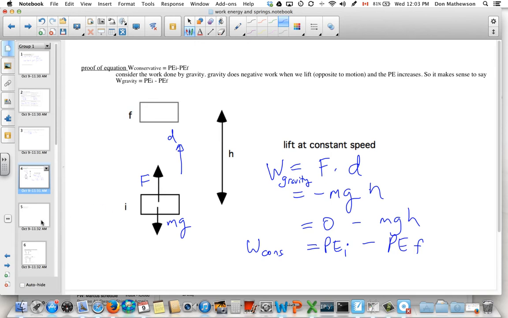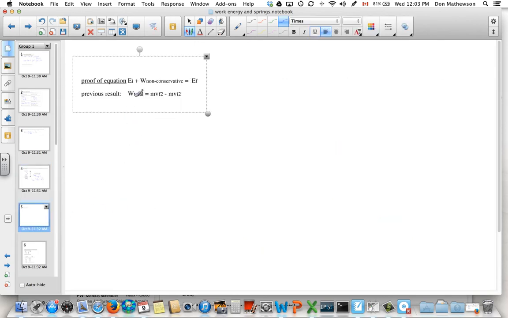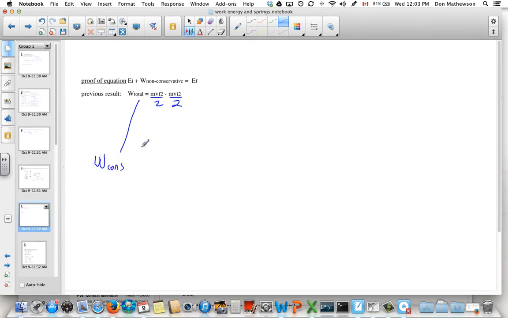Next, let's prove the other result, which is that mechanical energy changes when there's non-conservative work. We'll start with the result we proved previously, which was that the work done by all forces is a kinetic energy change. Well, all we're going to do is say that the work done by all forces includes the conservative ones and the non-conservative ones.